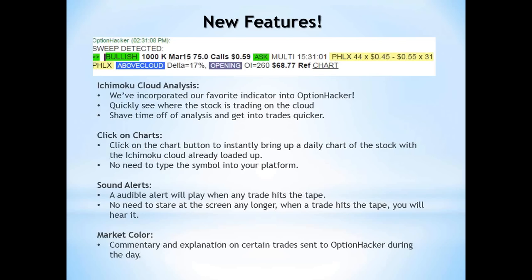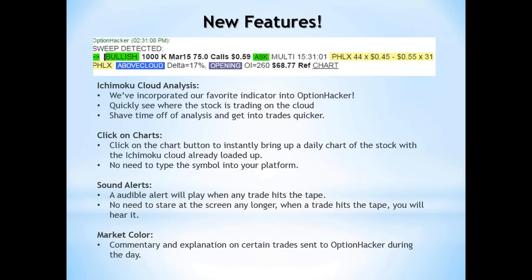Okay, we've also incorporated an Ichimoku cloud analysis into each alert. So our favorite indicator is now available right as a part of Option Hacker. As soon as an order hits the tape, it tells you whether or not it's above or below the cloud. So when I see calls being bought in Kellogg, and I see that it's above the cloud, without even looking at the chart, I know that the chart is going to agree with the direction of this trade. So it shaves time off of my analysis because I don't actually have to look at the chart.